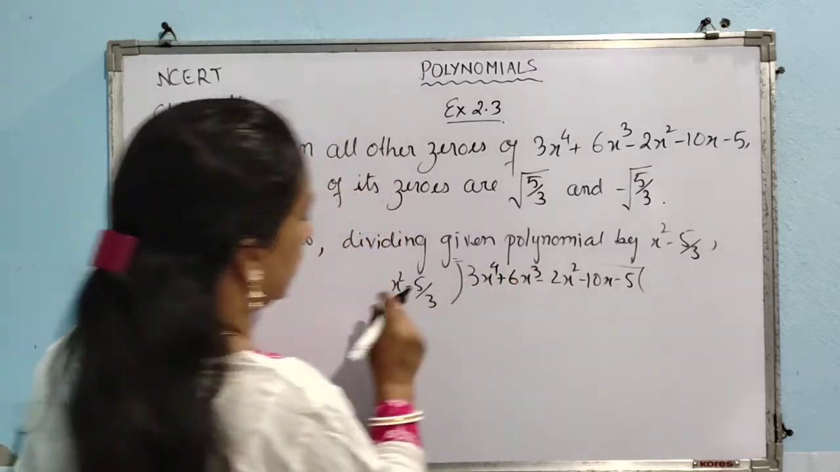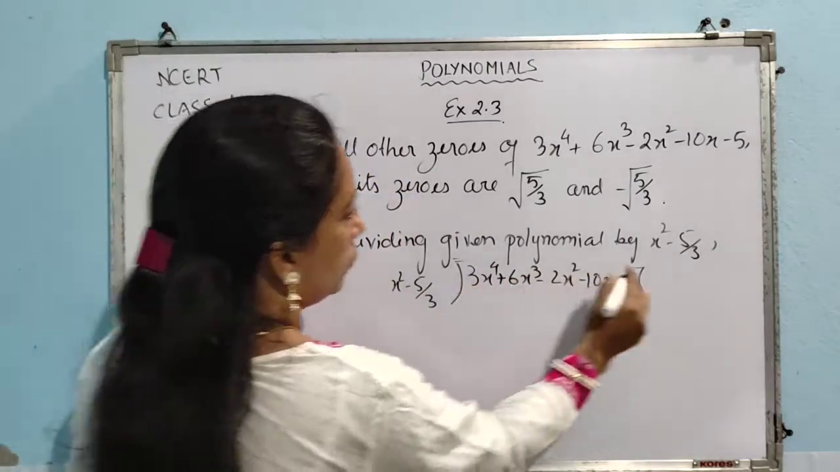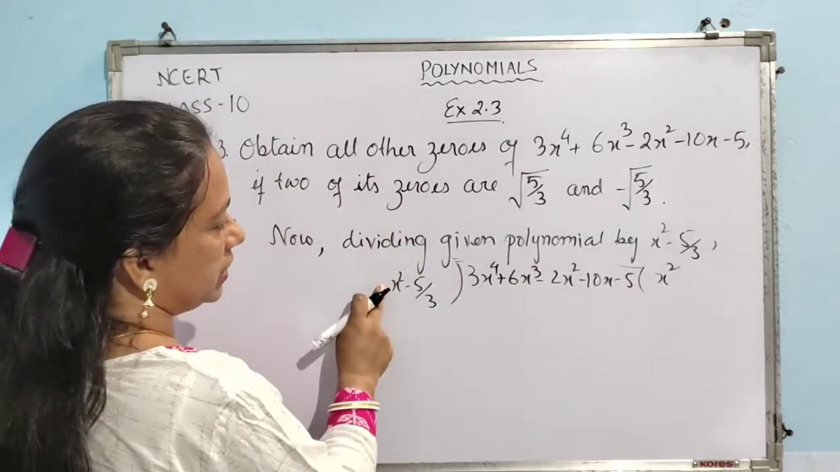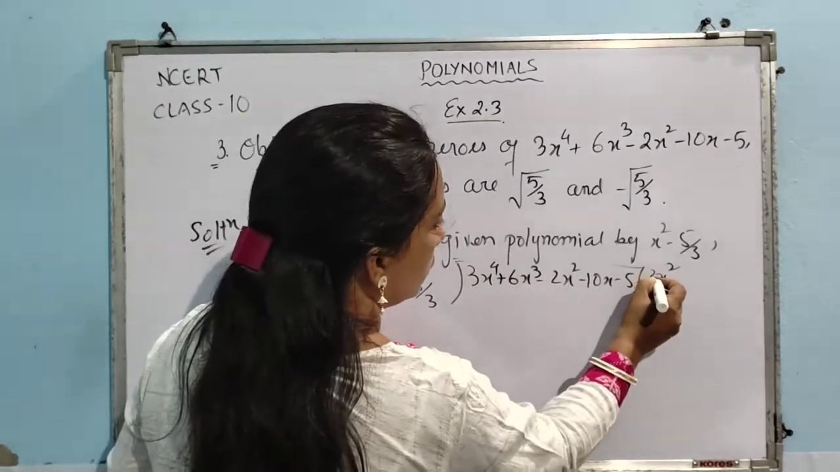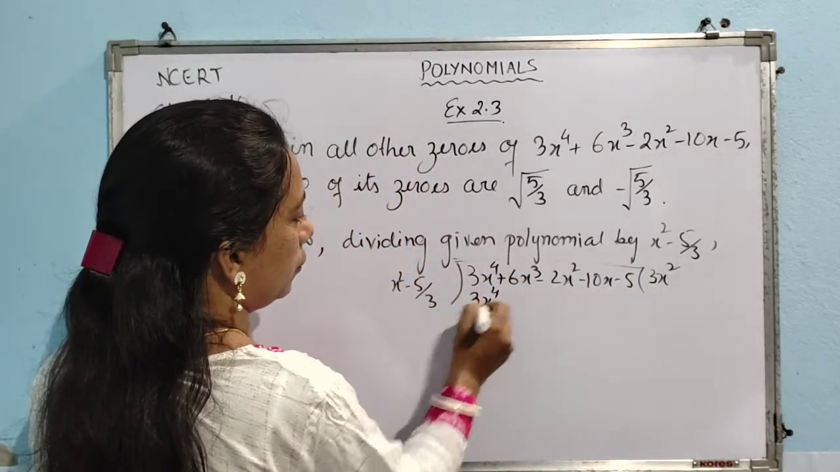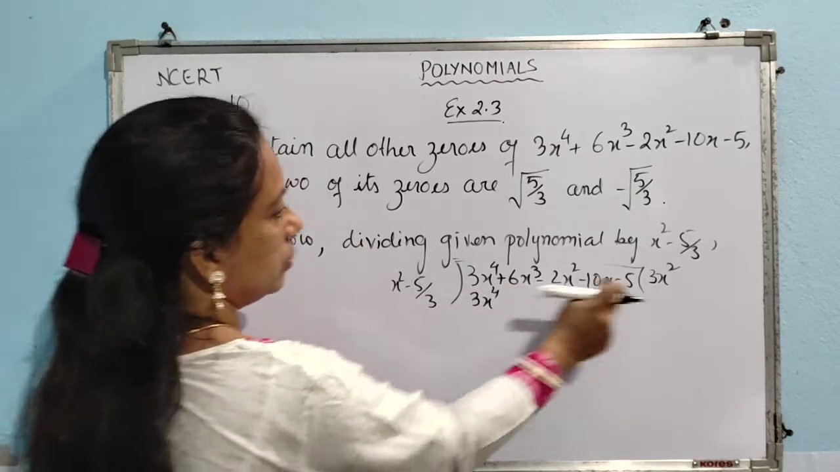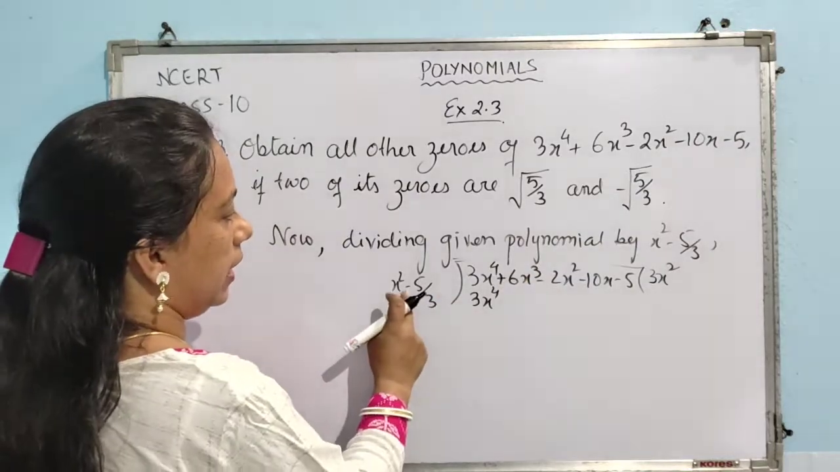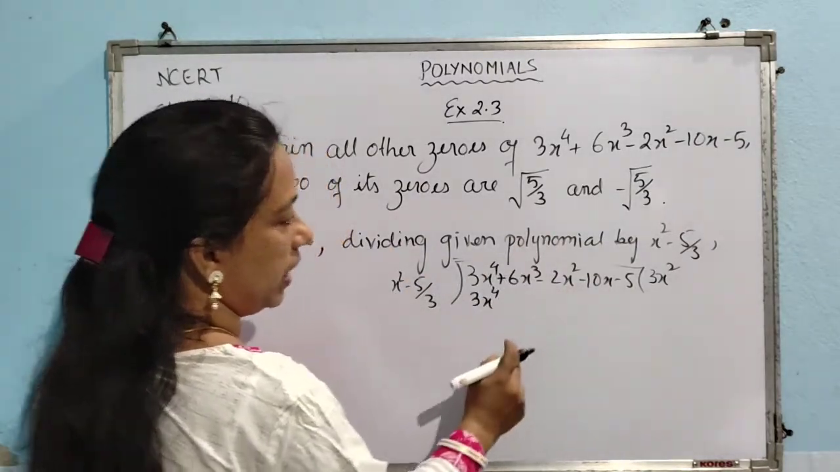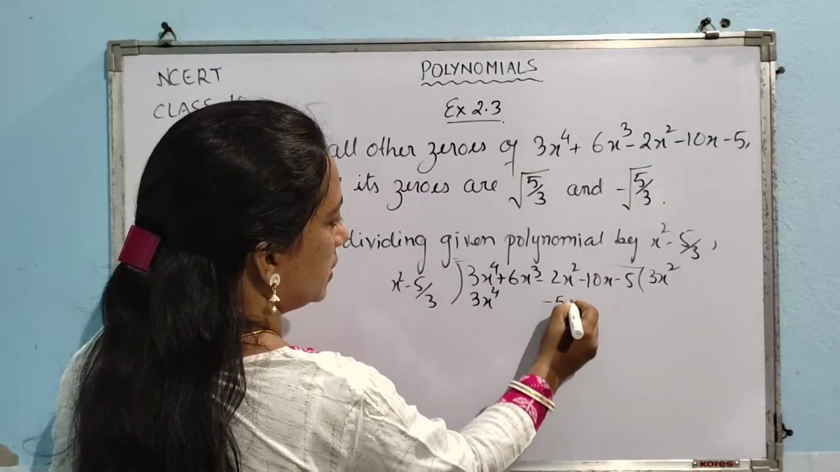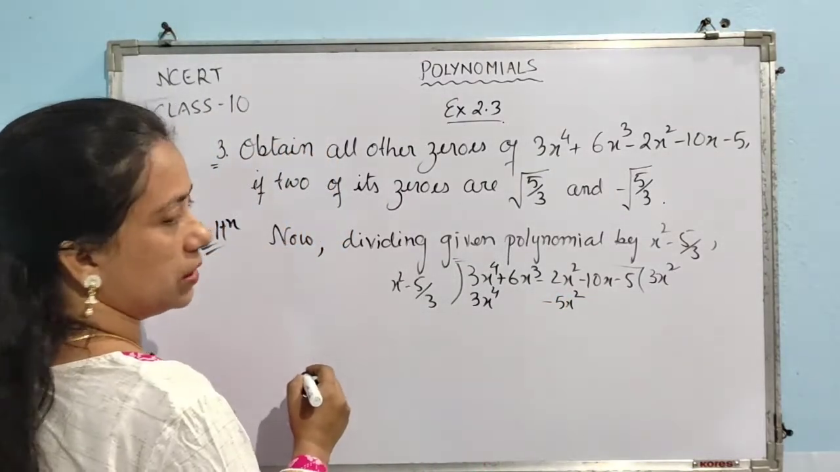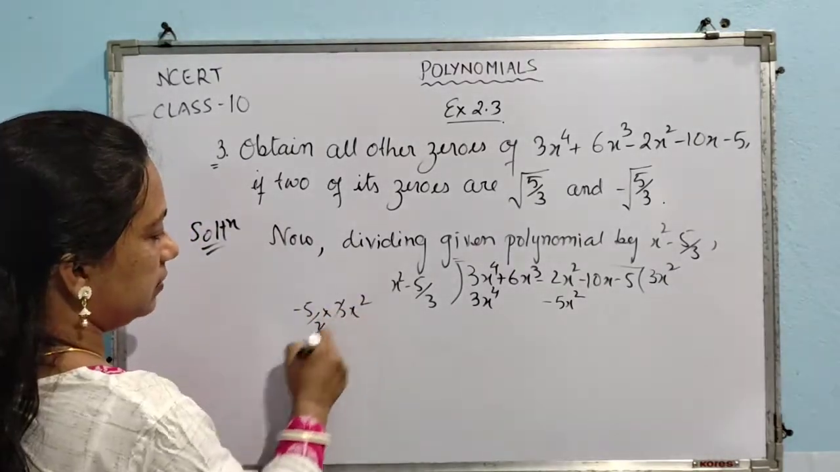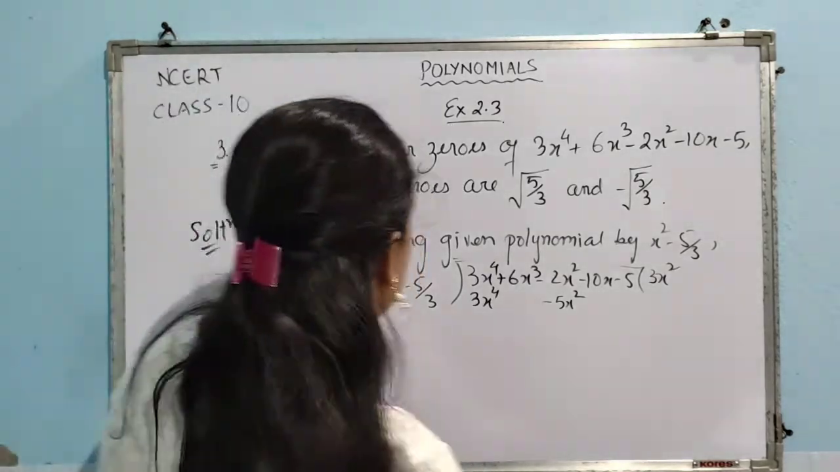Here it is x to the power of 4, so x square is needed. In order to get 3, the coefficient is 1. 1 into how much gives you 3? 1 3s are 3. So we are getting 3x to the power of 4. Now we have to multiply this one also with this one. So minus 5 by 3 into 3x square, 3 will be cancelled, minus 5x square. Is it clear? 5 by 3 into 3x square, 3 gets cancelled, so minus 5x square.